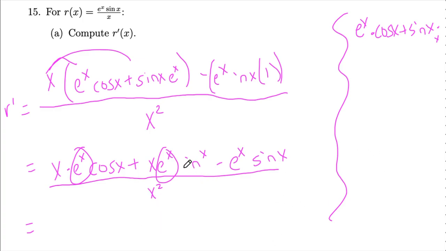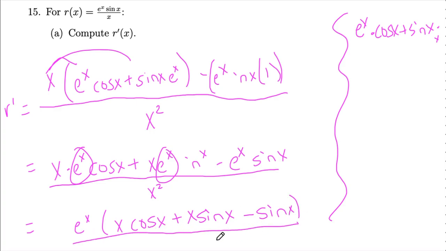I apologize. I don't know why that just took away some of my writing. So hopefully we can move on without that. So I would get e to the x times x cosine x plus x sine x minus sine x all over x squared. And this would all be equal to my r prime.